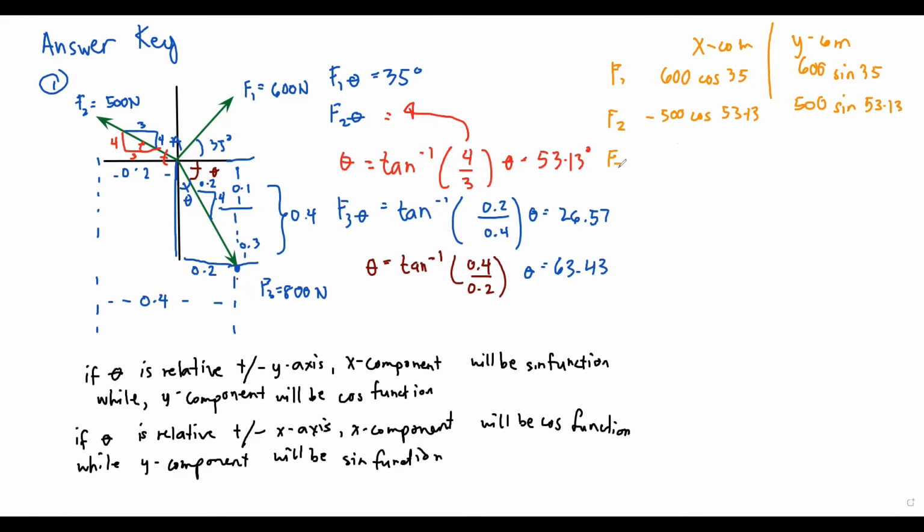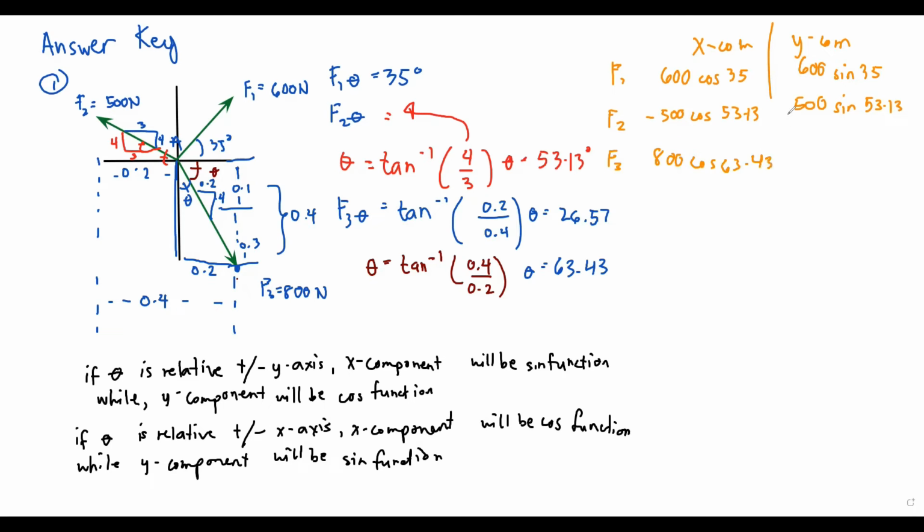Next, our F3. F3, guys, is in quadrant 4. So, positive x component, negative y component. As I've said, it's the same as long as your trig function is correct. If you use the maroon theta, which is 63.43, your x component will be cosine, while your y component is sine. So it becomes 800 cosine 63.43.